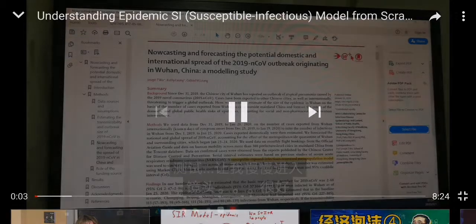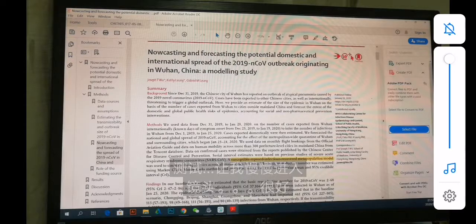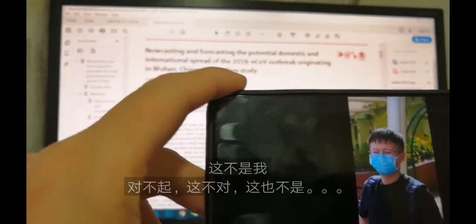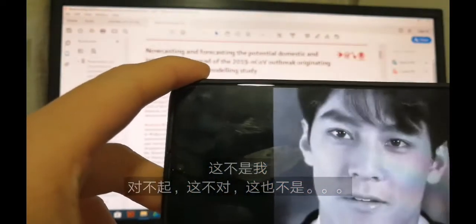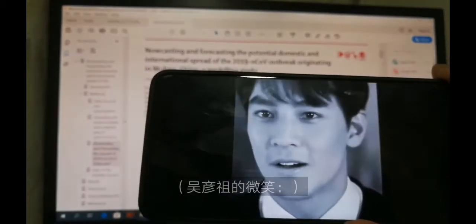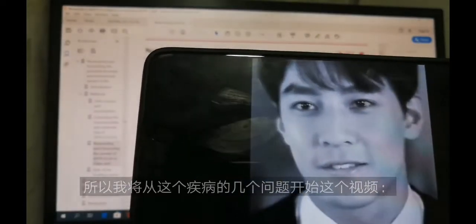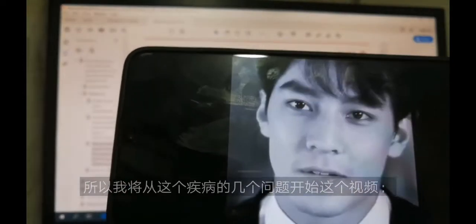Testing. Let me slowly move into the camera. Well, okay. This is not me, sorry. It's the wrong one. This is not Ida. Great, that's me. Good.